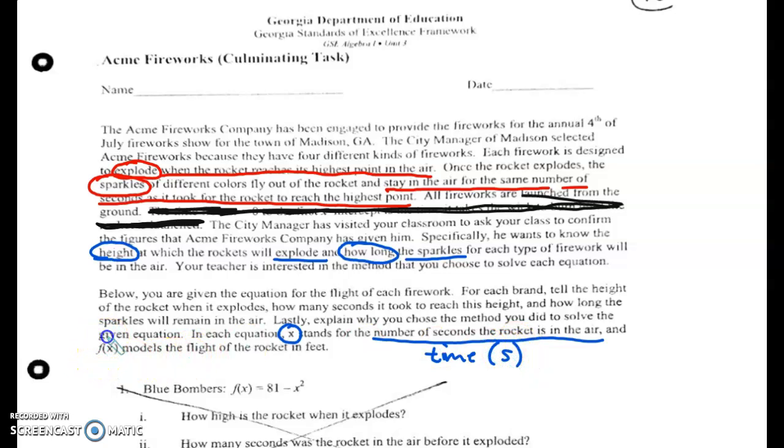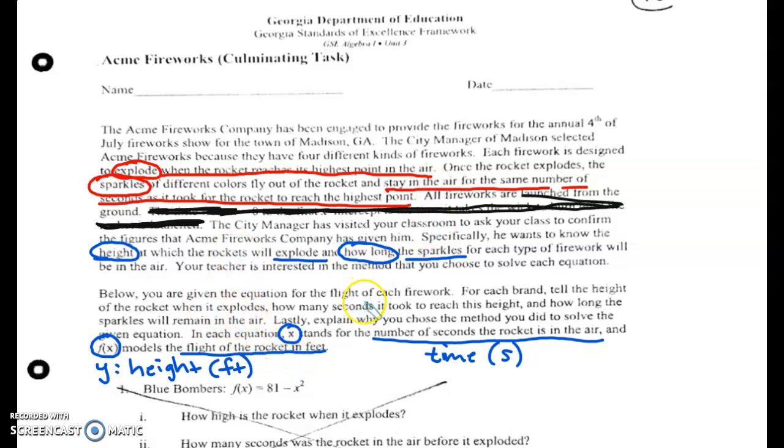And f of x. You remember f of x is a fancy name for what? Yep, y. So y is what? The flight of the rocket in feet. Okay, so it is flight. So I'm going to say y is the height of where the rocket is, and specifically where it is from the ground in feet.